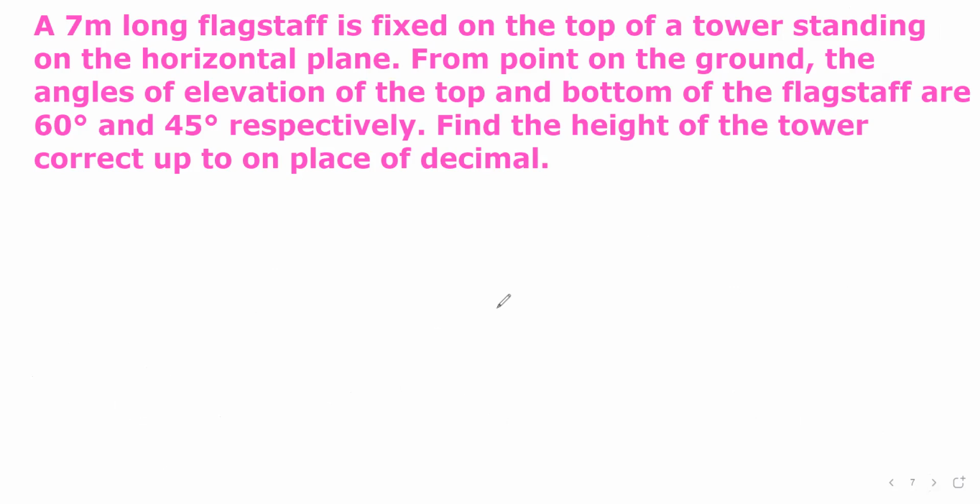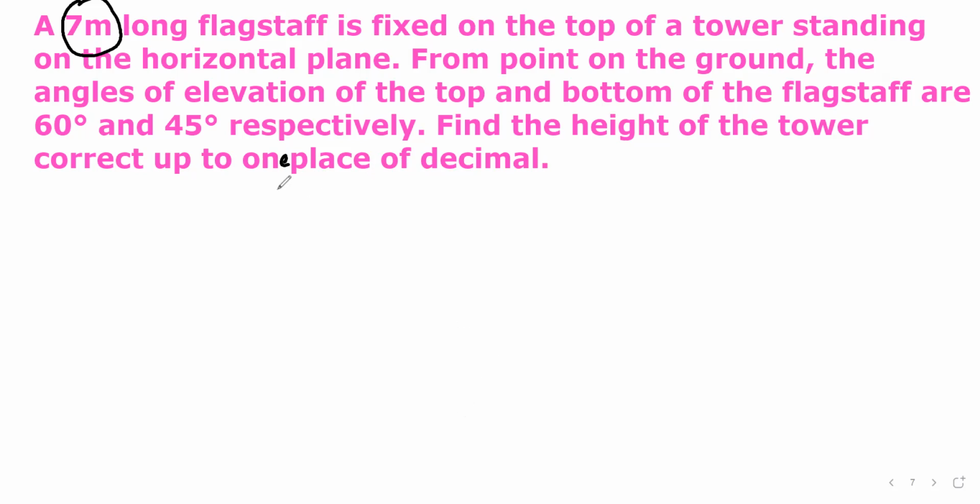A 7-meter long flagstaff. Okay, here is a flagstaff. The height of the flagstaff is what? 7 meter. It is fixed on the top of a tower standing on the horizontal plane. From a point on the ground, the angle of elevation of the top and bottom of the flagstaff are 60° and 45° respectively. Find the height of the tower, correct up to one place of decimals.